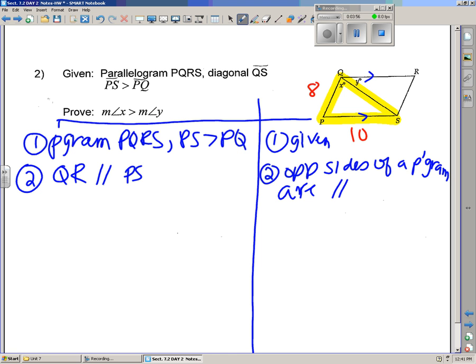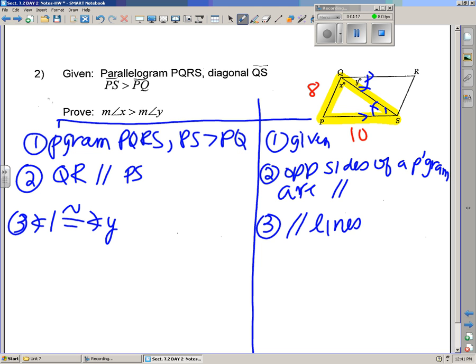Well, parallel lines tend to give you alternate interior angles, which means that angle Y and this angle down here are congruent. Let's just call this angle 1, just to make it a little bit easier. So then we could say that angle 1 is congruent to angle Y, because we know that parallel lines form congruent AIAs.